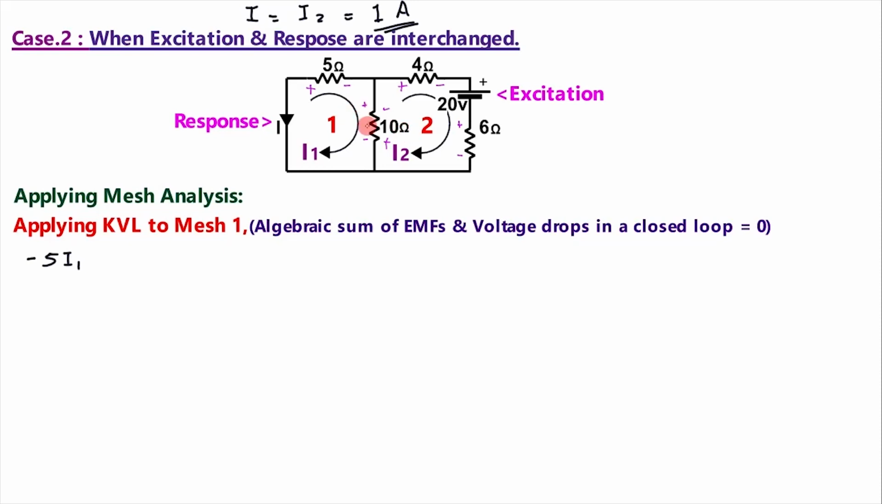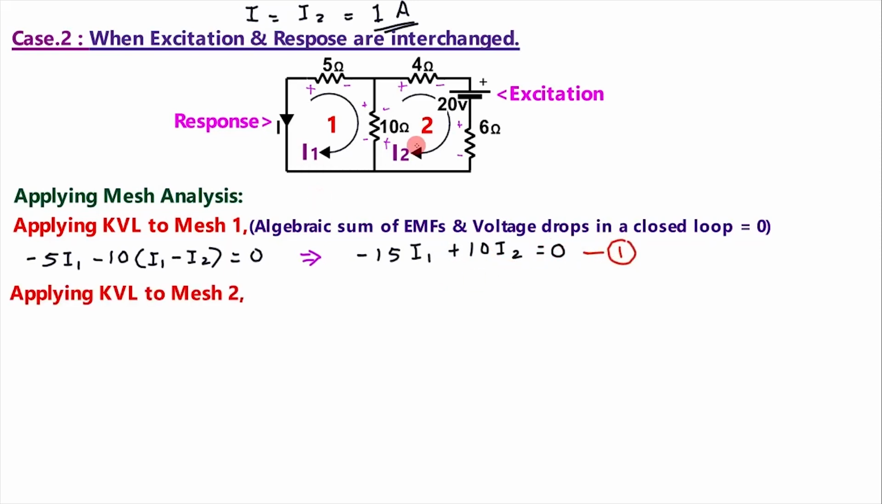As in this resistance I1 is going from positive to negative, minus 10 into difference of these currents. I1 is to be taken first, minus I2 is equal to 0. Simplifying this equation, we will get minus 15 I1 plus 10 I2 is equal to 0. Let this be equation number 1.